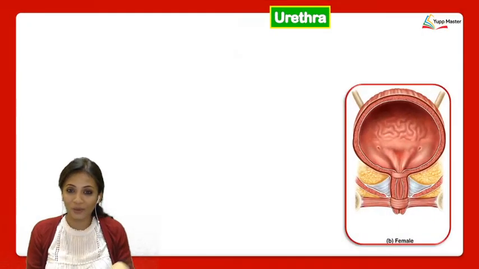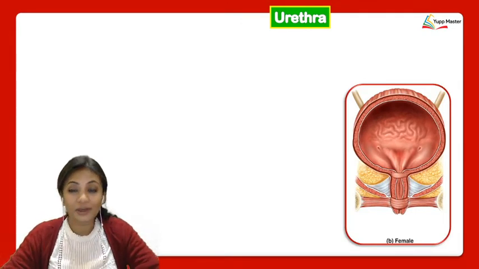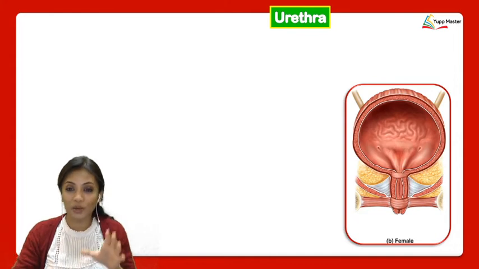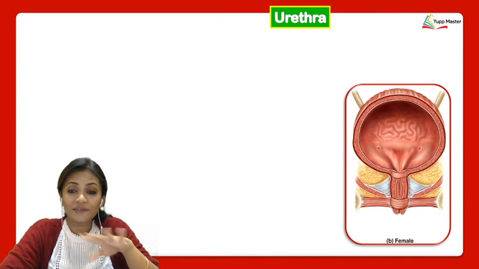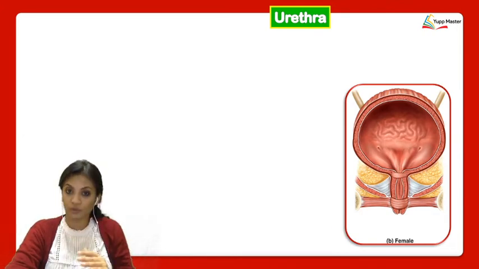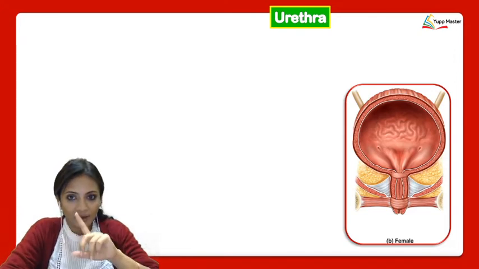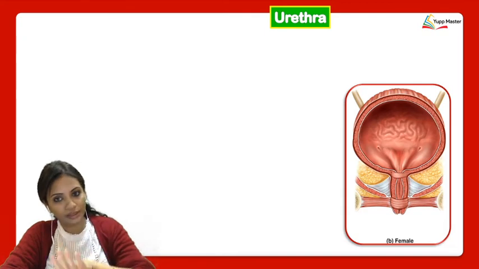Alright, so now after the urinary bladder, we're going to be talking about the urethra. Now, what exactly is this urethra? Let me tell you one thing. Urethra is the final point after which the urine is passed outwards. Okay. Now, this urethra is going to be of a different length for males and a different length for females.